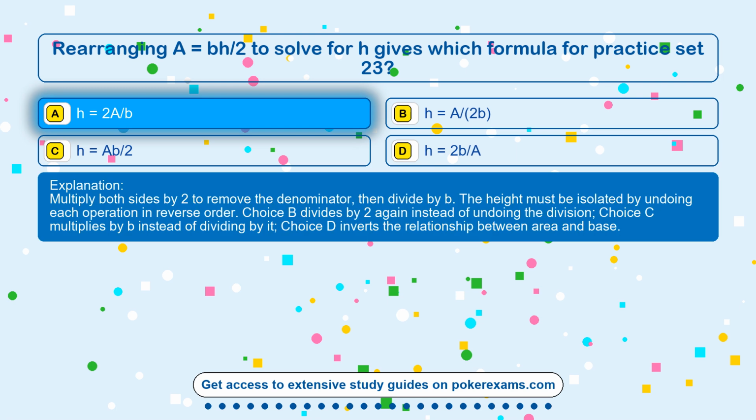Multiply both sides by 2 to remove the denominator, then divide by B. The height must be isolated by undoing each operation in reverse order. Choice B divides by 2 again instead of undoing the division. Choice C multiplies by B instead of dividing by it. Choice D inverts the relationship between area and base.